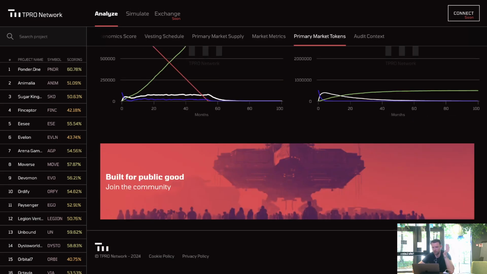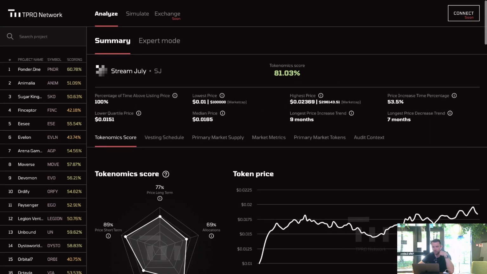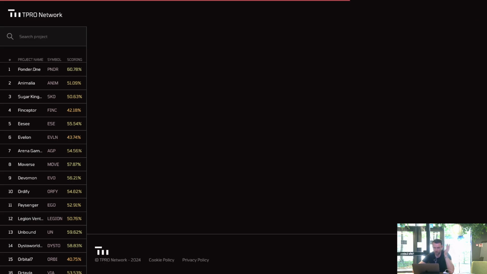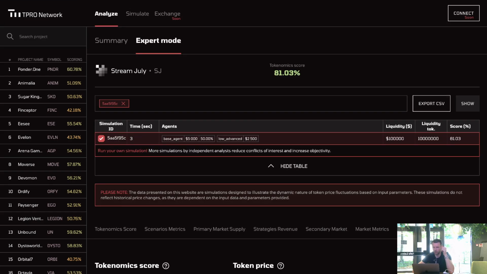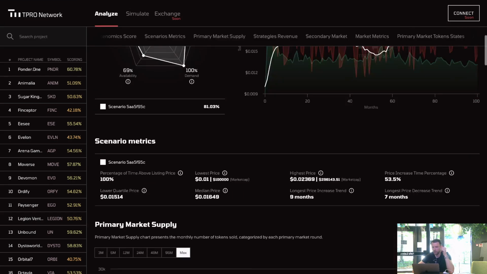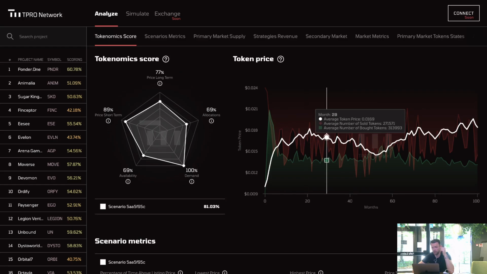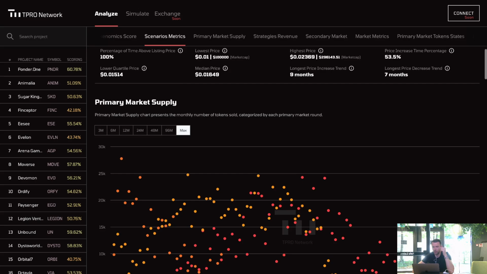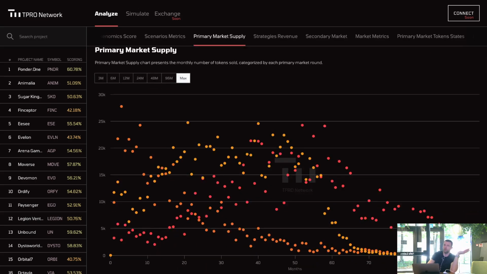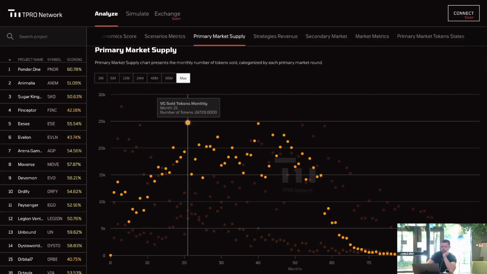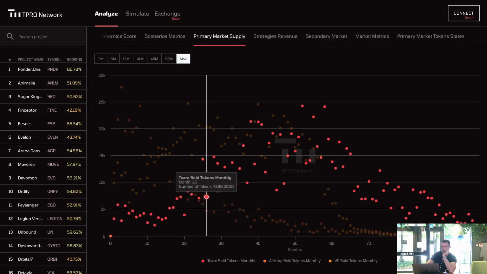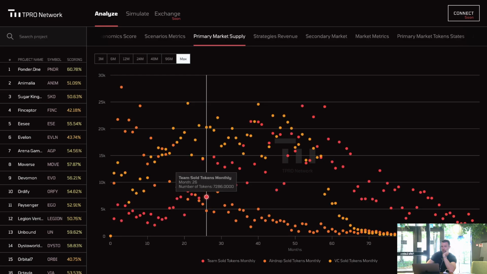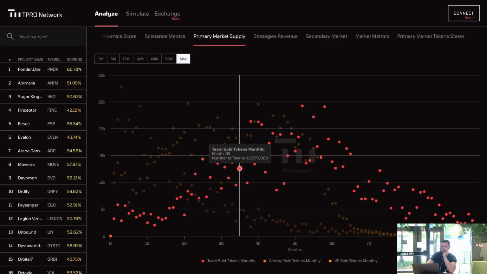This is also important. This is, let's say, the overall summary stuff, right? But if you want to deep dive into the details, you click either on the single scenario or the expert mode. And here you can see also the demand and supply. You can see the scenario metrics, right? Here, what is different, what you haven't seen on the summary screen, is the primary market supply, meaning how each specific round was selling, basically, at which point in time and how many tokens, right?